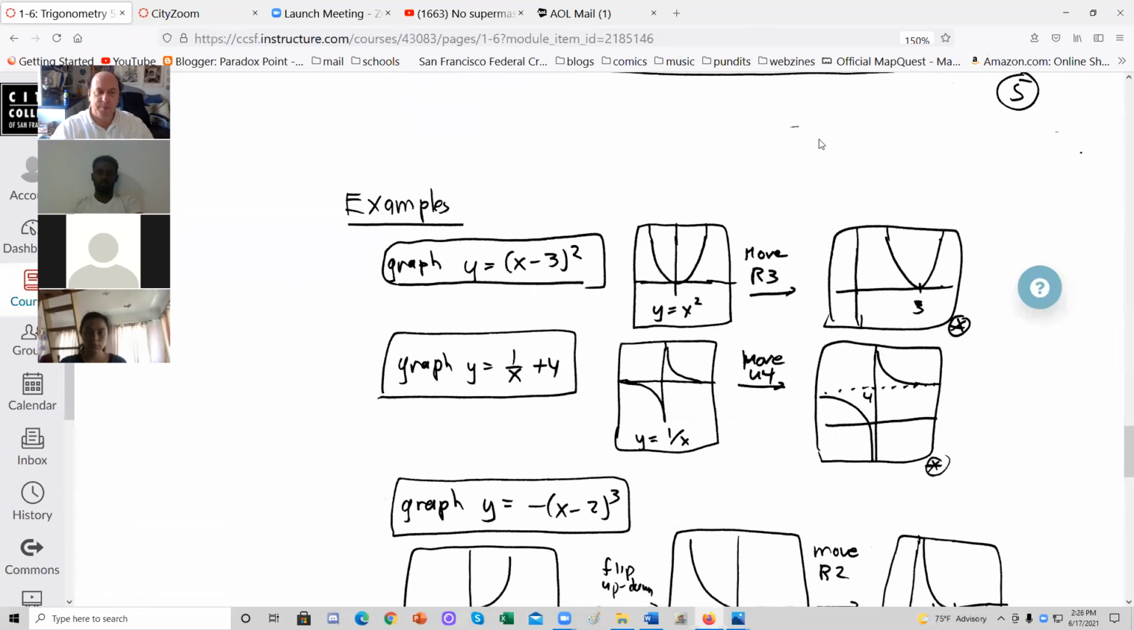So, for example, graph y equals the square of x minus 3. Well, if this is the graph of x squared, then this minus 3 means you move it right 3. So here's the graph of this.